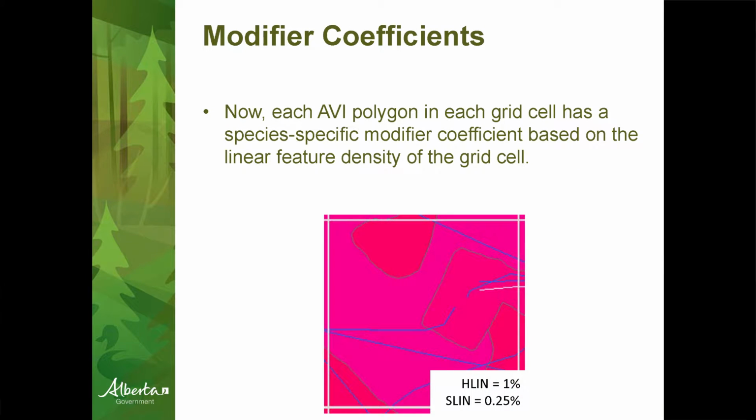So now there's a grid throughout. In every grid cell, every AVI polygon within the grid cell has a species-specific habitat coefficient and a linear feature adjusting factor depending on the linear features in there. For hard linear features, it was anything above 1%. For soft linear features, it was anything above 0.1%.